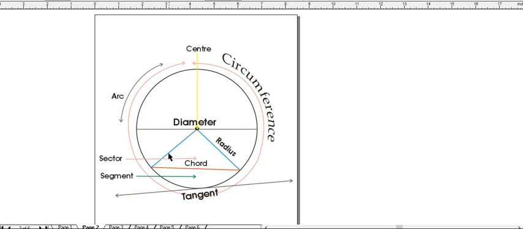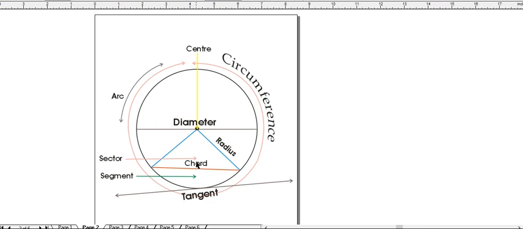Now, the region that is occupied by two radii and an arc, as I'm highlighting it, this particular region that is being occupied by two radii and an arc is called a sector. That is a sector. The whole of this portion is called a sector. We call this one a minor sector and the other part is the major sector.